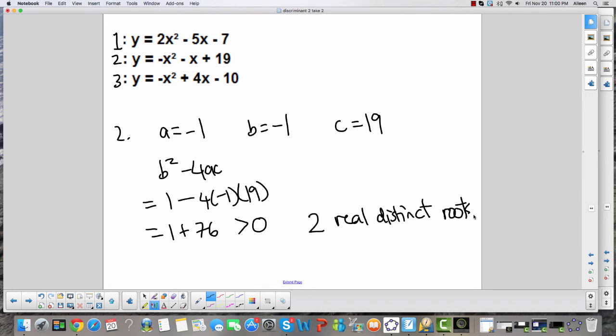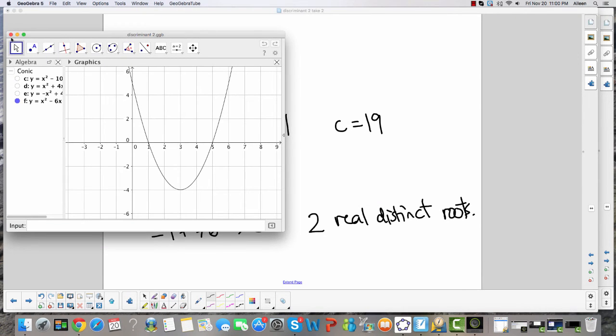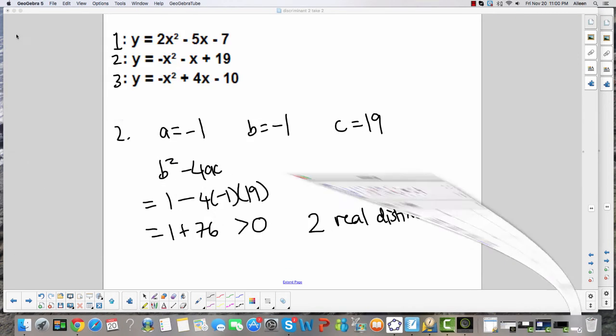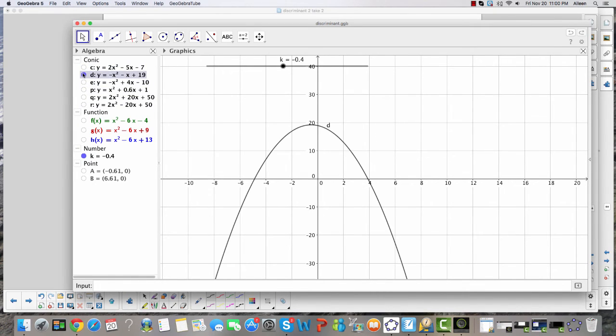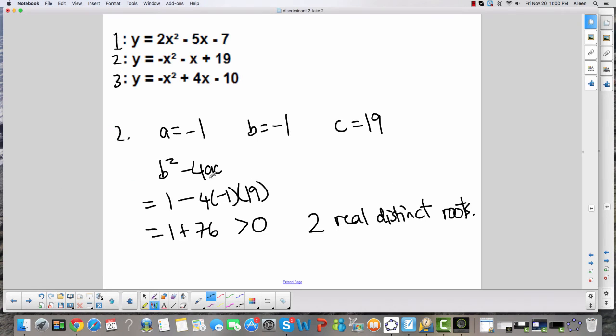We've got negative x squared minus x plus 19. Let's have a look at that. There it is. Again, a left-hand root and a right-hand root. As expected, this is an upside-down parabola because we have a negative leading coefficient. But what's important is we have a left-hand root and a right-hand root, as we expected, because the discriminant is greater than 0. Okay, let's try the third one.